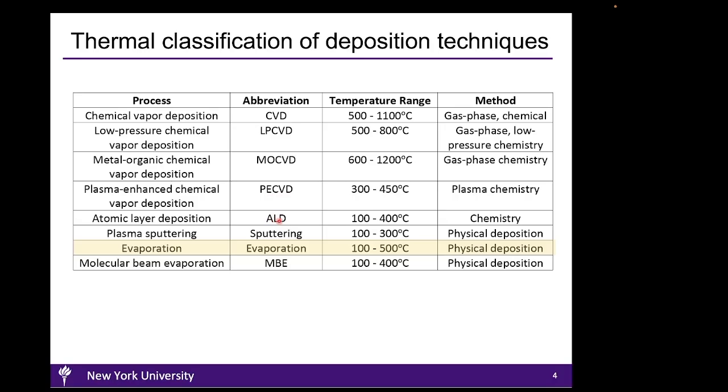The last 3 rows, however, are deposition techniques that are typically performed at lower temperatures. Note that the thermal classification shown in this table is an approximation with many exceptions. In particular, deposition systems can be designed and configured to accommodate a different, wider temperature range. In this video, we'll focus on the evaporation technique.